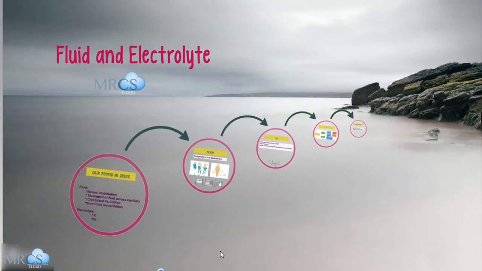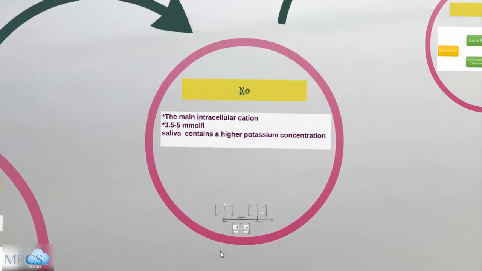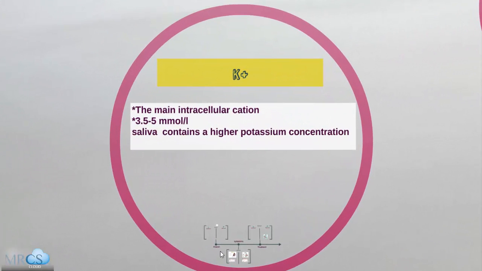This is the end of the main concepts you need to know about fluid in MRCS. We'll talk now about electrolytes, and we'll start with potassium, the most important electrolyte in the MRCS. It's the main intracellular cation, and its level is 3.5 to 5 millimoles per liter. Saliva contains a higher potassium concentration than other secretions of the body.